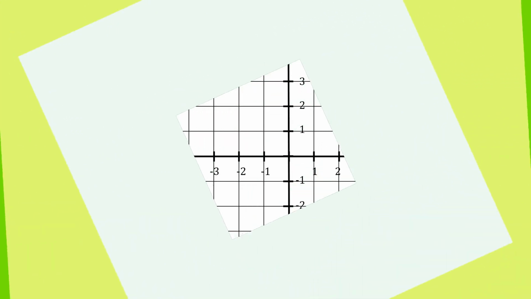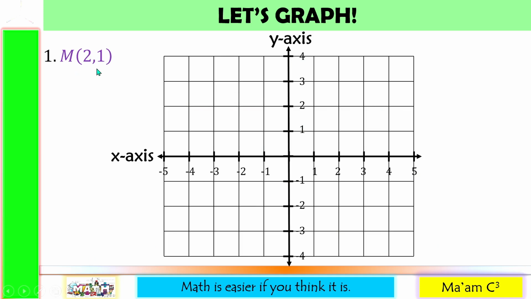Let's try graphing. Let's have point M with coordinates (2, 1). Again, you have to start first at the origin. And remember, the first number is the x-coordinate. So you have to move along the x-axis. If it is positive, it means you are going to the right. So we're going to move 2 units to the right from the origin.